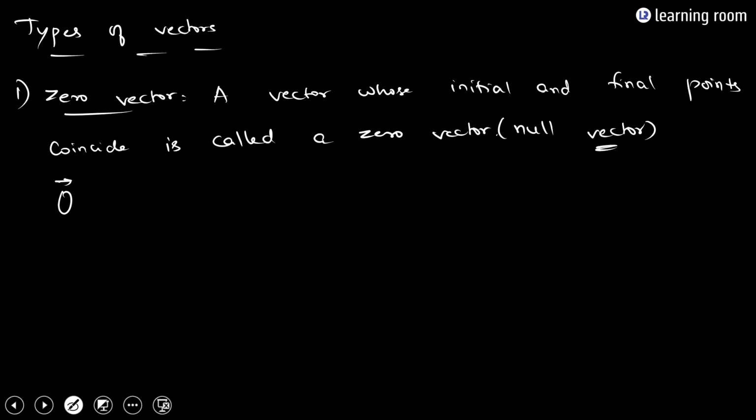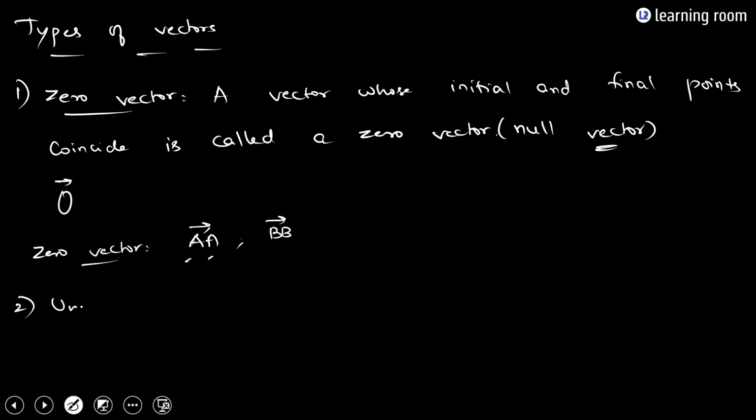Right? So the other way of writing a zero vector is A vector, B vector. If you write something like this, you're able to understand that the initial and the final points are the same. Hence, it is going to be a zero.